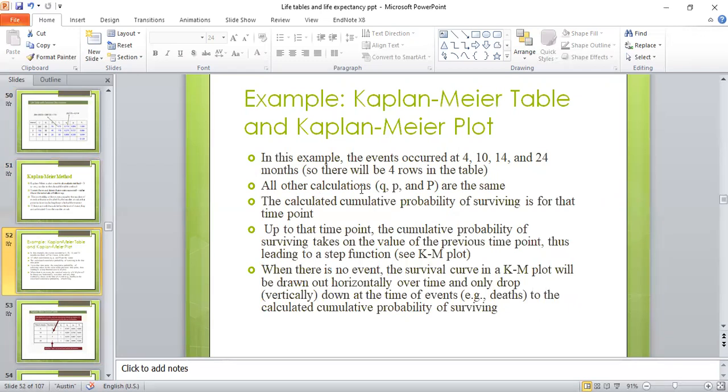All other calculations, Q, P, and capital P, are the same. The calculated cumulative probability of surviving is for that point. So up to the point we can develop the KM plot. When there is no event, the survival curve in the Kaplan-Meier plot is drawn horizontally over time and only drops down at the time of events or death to the calculated cumulative probability of surviving.